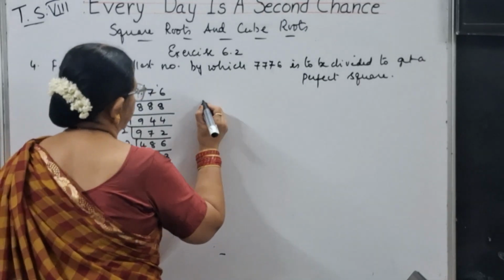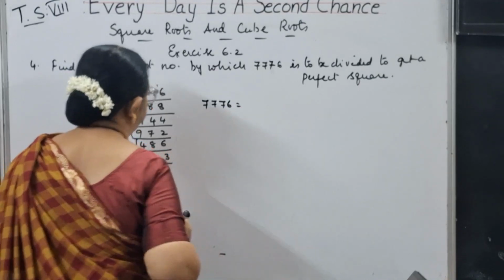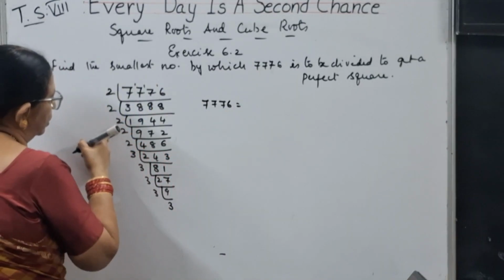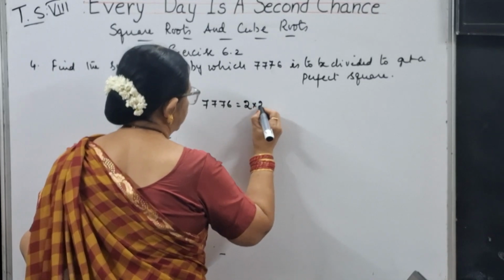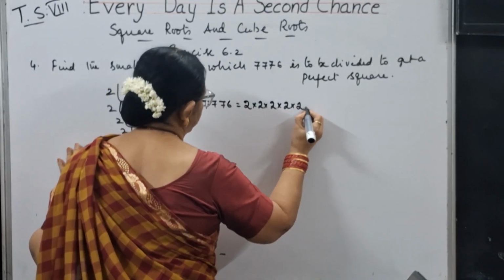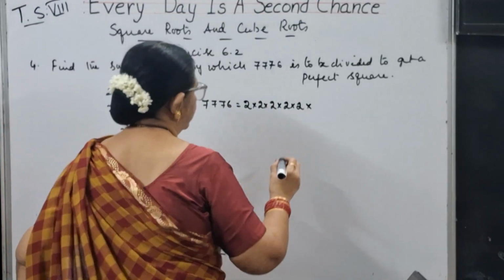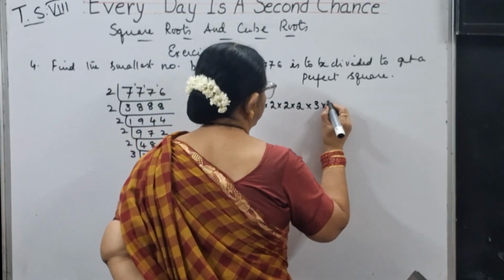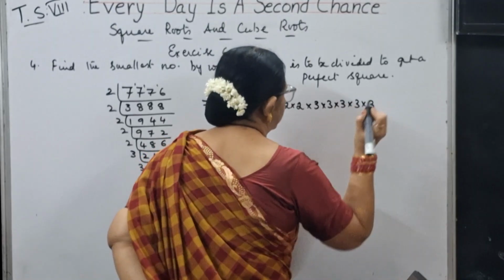So 7776 can be written as how many twos? 1, 2, 3, 4, 5. 5 twos: 2 into 2 into 2 into 2 into 2. And 3's: 1, 2, 3, 4, 5. That is 3 into 3 into 3 into 3 into 3.